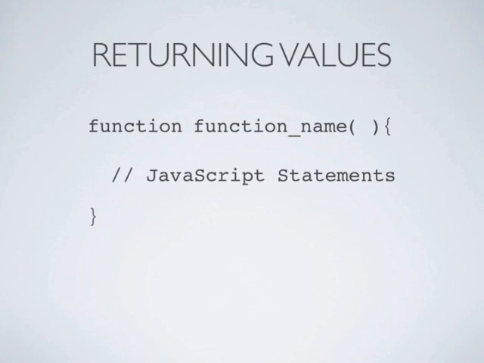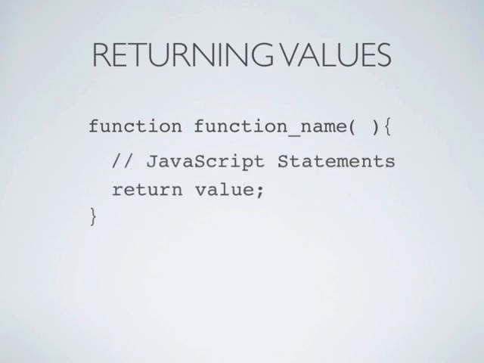Besides being able to pass values to functions, functions also have the ability to return values. Now, anytime we don't specifically ask a function to return a value, the value it returns will always be undefined. But there might be times when we want a function to actually produce some value that it will then give back to the statement that actually called the function.